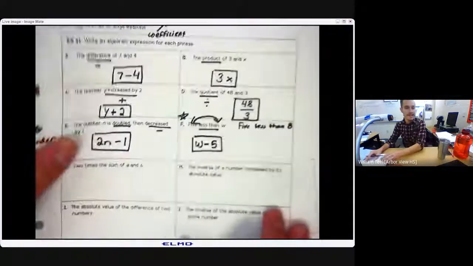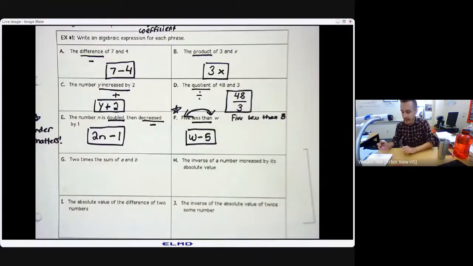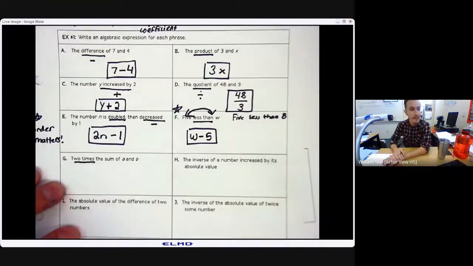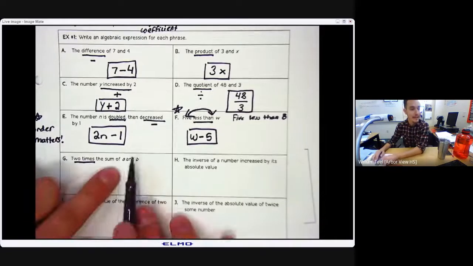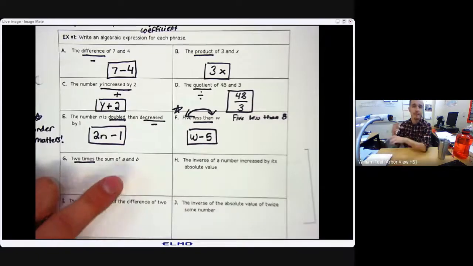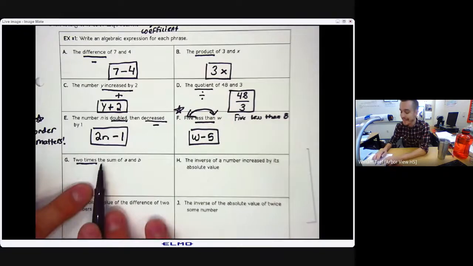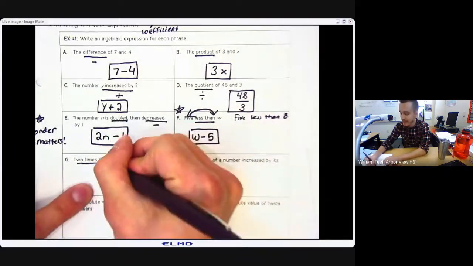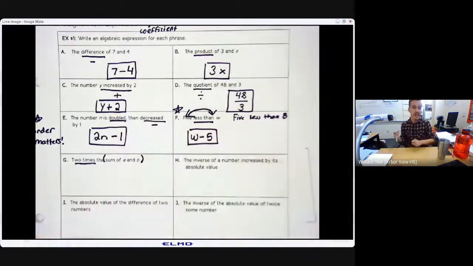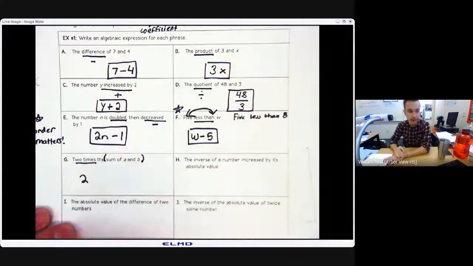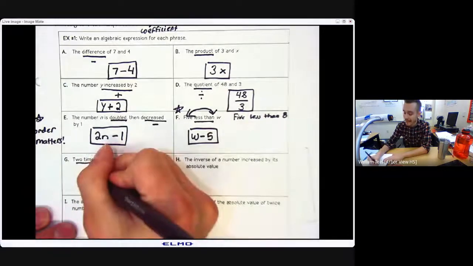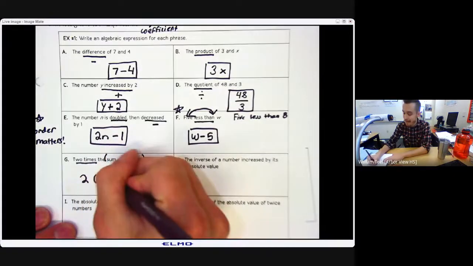Now, a couple different parts to this one. Once again, we have to pay attention to the order here. 2 times means we are doubling something, but we're doubling a sum. So we're going to have to make sure that we include parentheses so that we are really adequately doubling the things that we want to double. So if we're doubling the sum of A and B, that means we're going to have to put the sum of A and B in parentheses because we're not just doubling A, we're not just doubling B, but we're doubling the sum of A and B. So I'm going to put 2 out front, and I'm multiplying that by the sum of A and B. So A plus B.